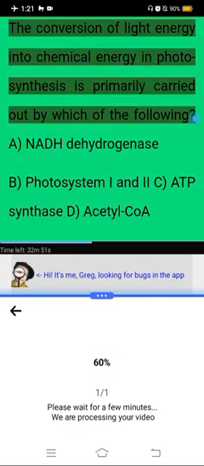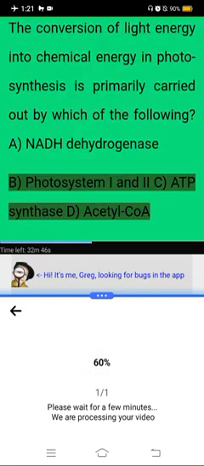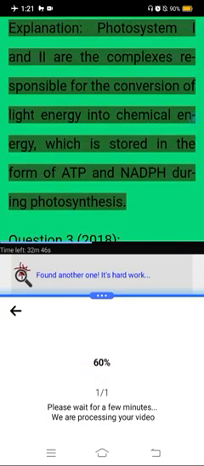Question 2, 2017. The conversion of light energy into chemical energy in photosynthesis is primarily carried out by which of the following? A. NADH dehydrogenase. B. Photosystem II. C. ATP synthase. D. Acetyl-CoA. Answer. B. Photosystem II. Explanation. Photosystem II is responsible for the conversion of light energy to chemical energy, which is stored in the form of ATP and NADPH during photosynthesis.